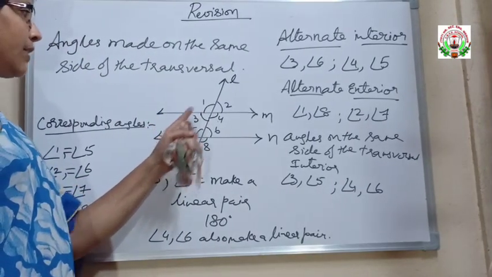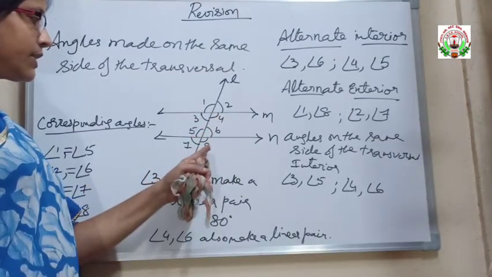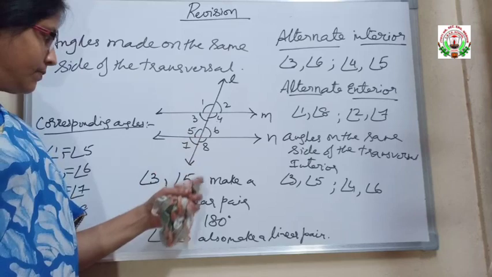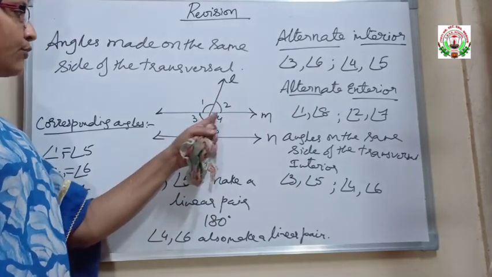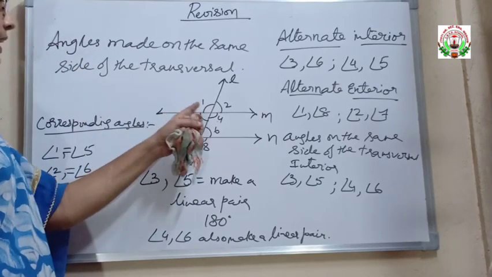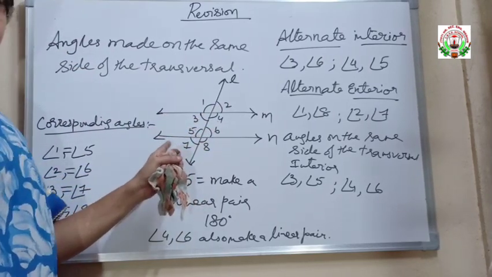1 is equal to 5, 2 is equal to 6, 3 is equal to 7, 4 is equal to 8, and 3 and 5 make a linear pair. 4 and 6 also make a linear pair, and here opposite angles are 1 and 4, 2 and 3, 5 and 8, 6 and 7.